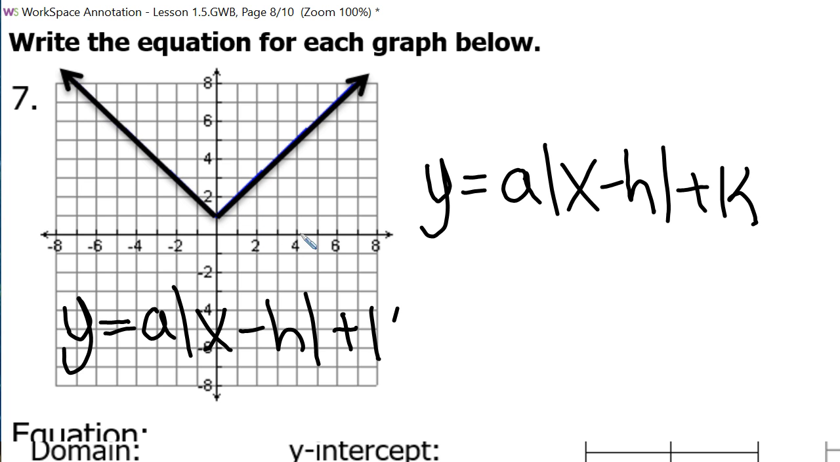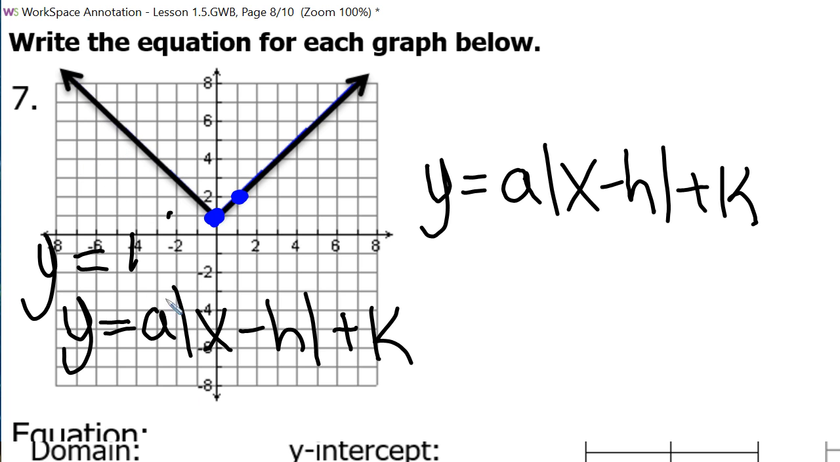So for the A value, we need to see how much are we going up and over. So here's the vertex, here's the next point. We're going up 1 over 1. So what is the A value? 1.